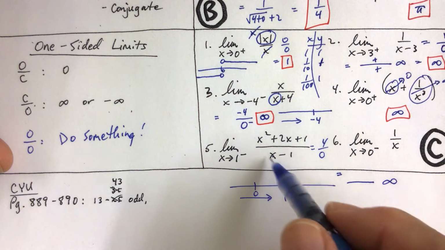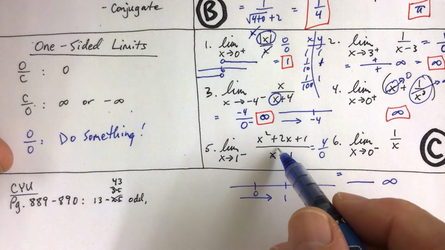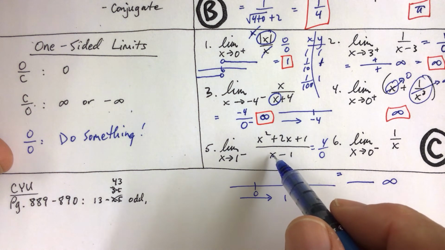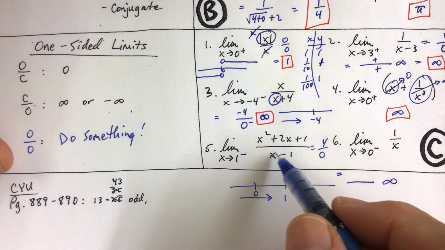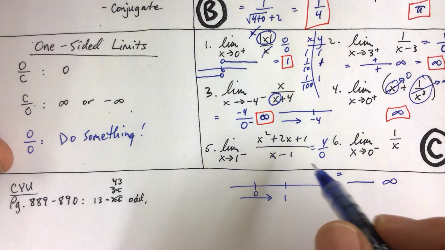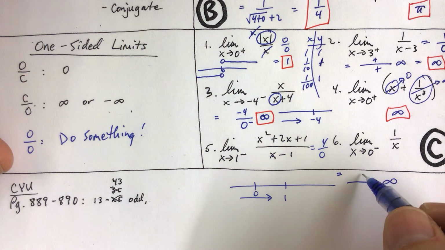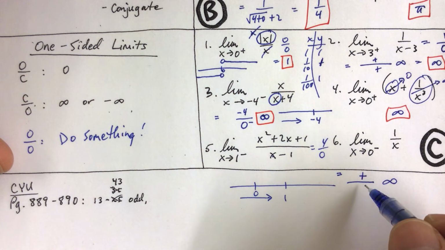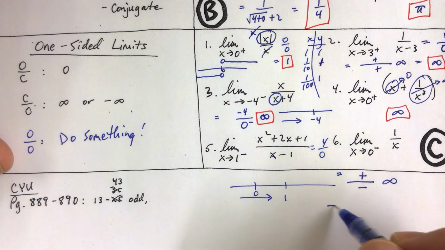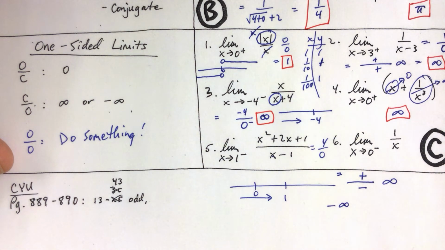minus 1. All of those values that I just mentioned, when we replace x with a number smaller than 1 and then subtract 1 from that, you're going to get a negative number. So even though the numerator is going to be positive, the denominator is going to be negative, and we get negative infinity.